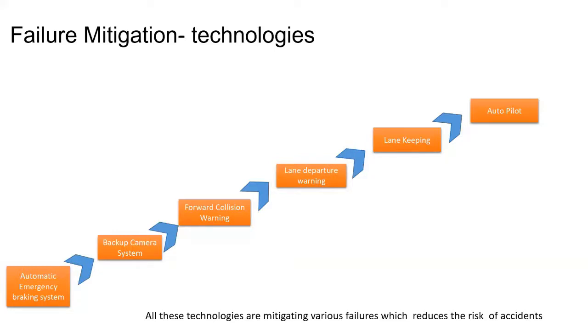As we evolve, we are slowly trying to take care of failures which humans make. By mitigating that, we are making the computer or the system in the vehicle take care of such failures. And autopilot, if you look at failures, is a very good thing to mitigate them, because most of the accidents which happen in our vehicles, if you look at human errors, the percentage of that is very high.